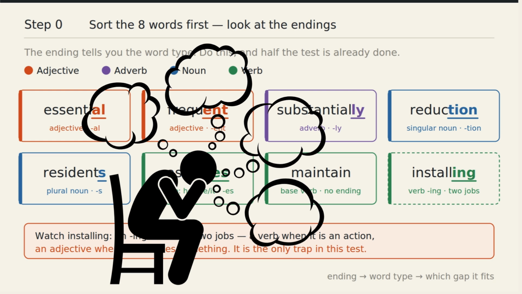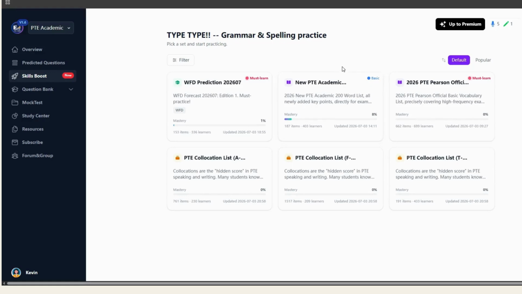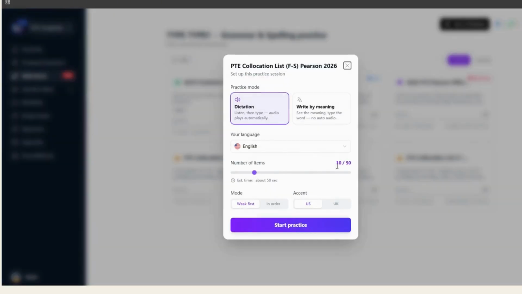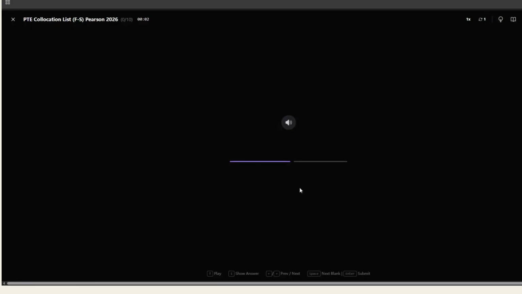Wait, is "maintain" a noun or a verb? You want to know it immediately. If you don't know some of these words, that's okay. You can practice them in EasyPTE step. We've prepared a recent PTE reading and writing vocabulary there, and the words are labeled with their word types, so you can practice not only the meaning but also whether a word is a noun, verb, adjective, or adverb. Okay, now let's actually use these word types to solve the question.